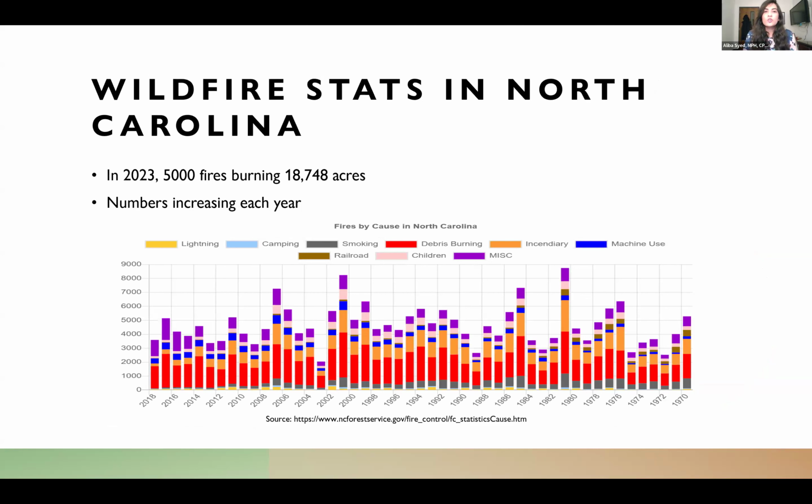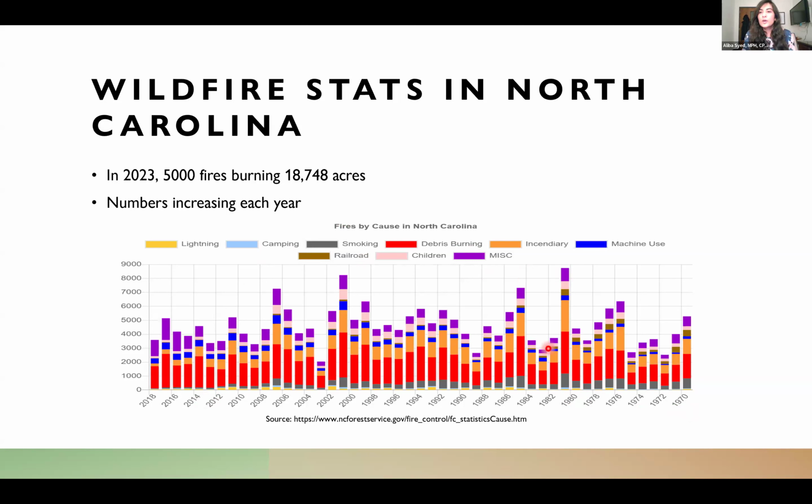So the graph here shows the causes and number of wildfires that have been occurring in North Carolina from 1970 to 2018. And here we see that the largest number of wildfires occurred in 1980, about 9,000 fires. Some of the causes listed here are camping, smoking, and debris burning, among others.